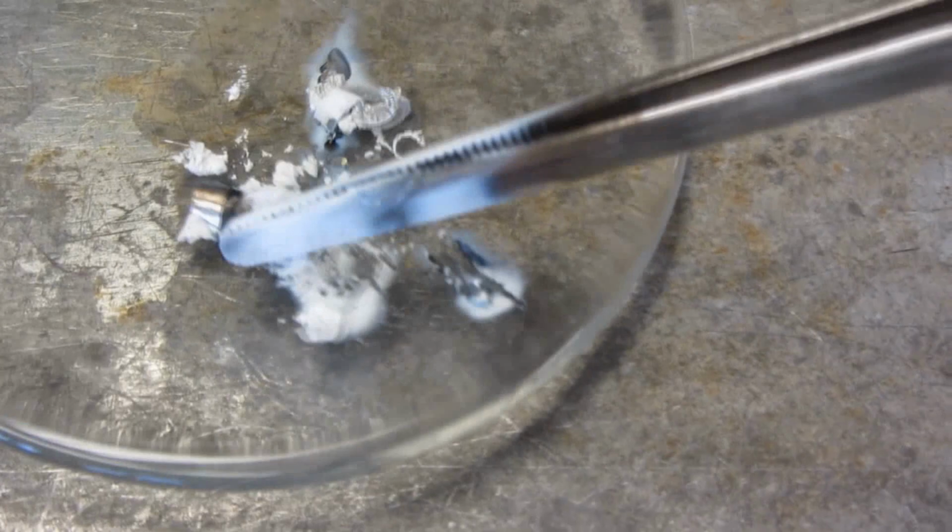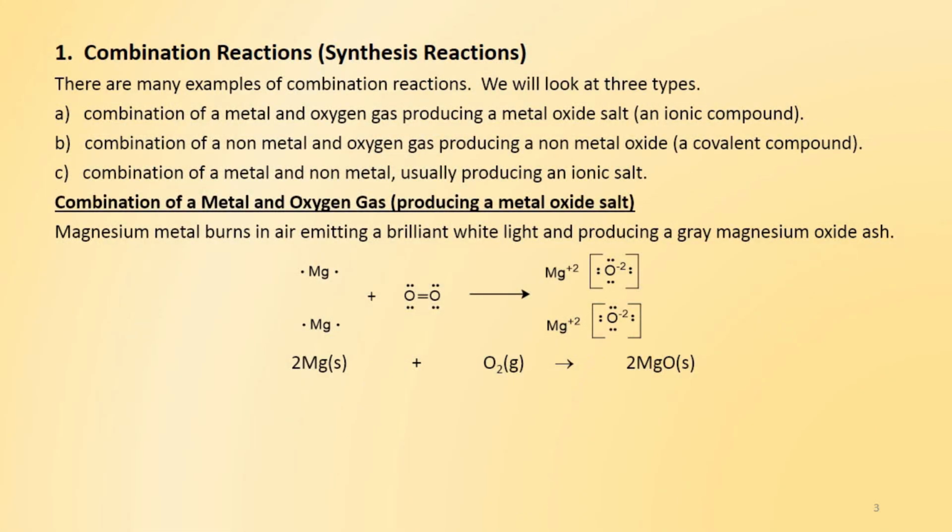At the end of the reaction, we see we have a white ash of magnesium oxide, an ionic salt. So here's the chemical equation for that: 2 magnesium plus O2 produces 2 MgO.